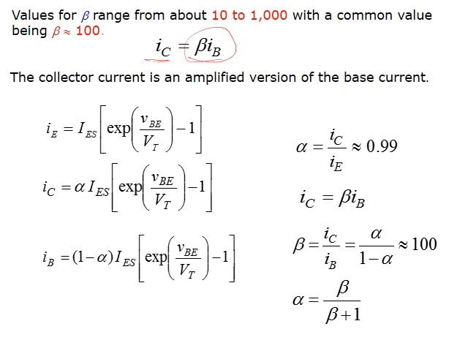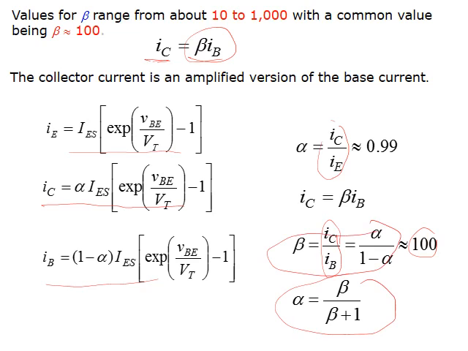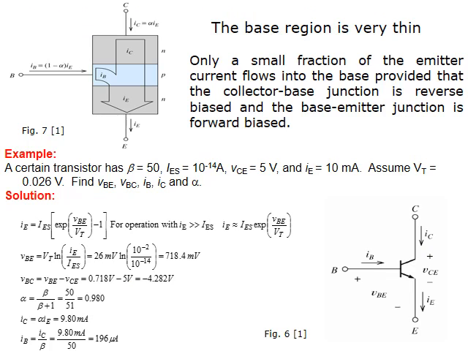Now let me summarize these formulas. This is I emitter, this is I collector, which is alpha I emitter, this is I base, which is 1 minus alpha times I emitter. And alpha is defined to be IC over IE, which is less than 1, and beta is IC over IB, which is approximately 100. The relationship between beta and alpha can be represented in this formula or this formula. As you can see here, this is I emitter, most of it coming from I collector, and a little bit coming from I base.